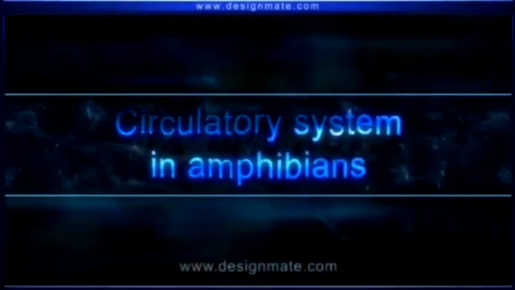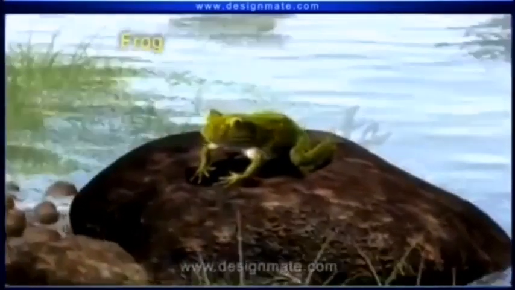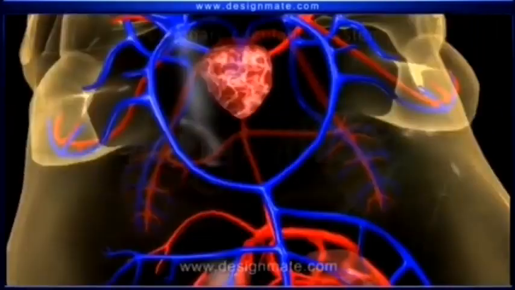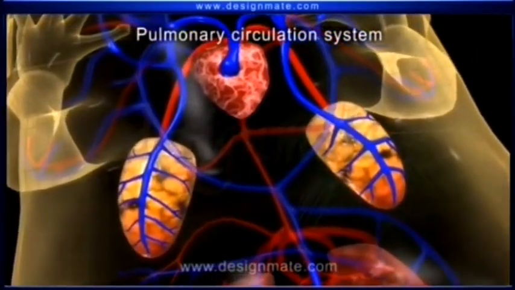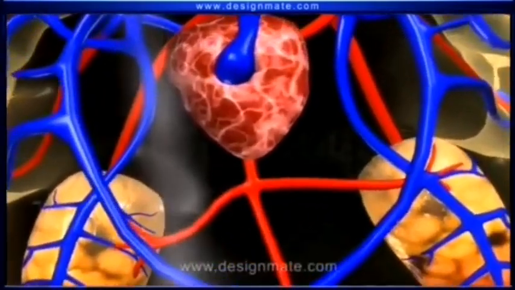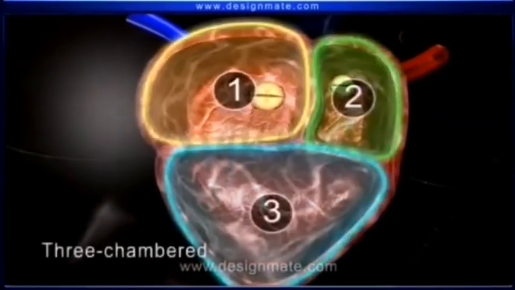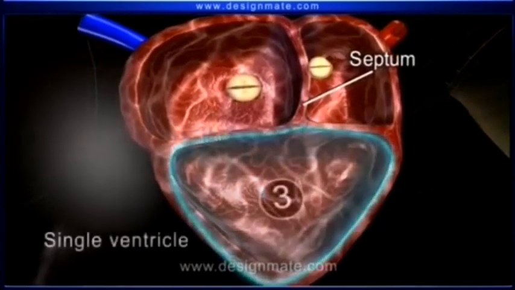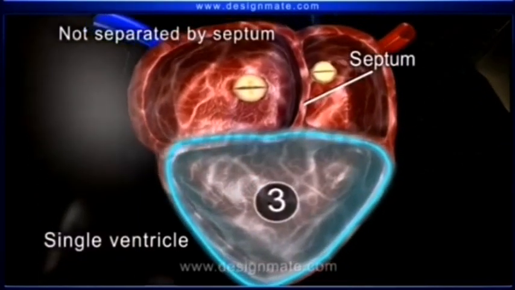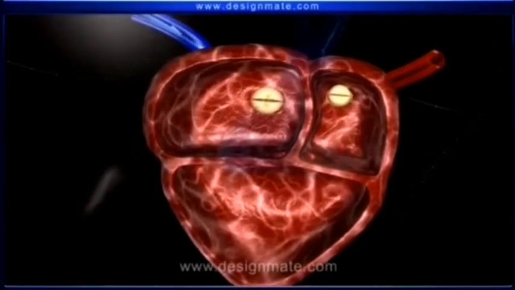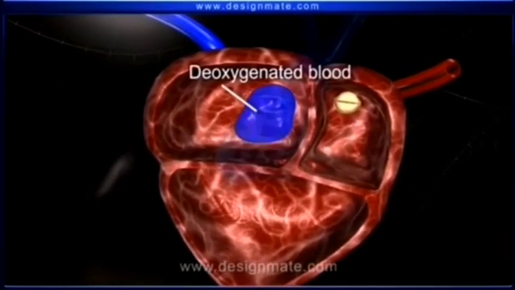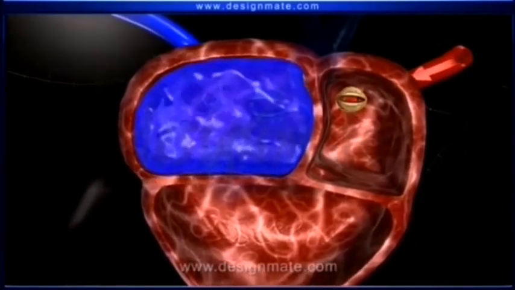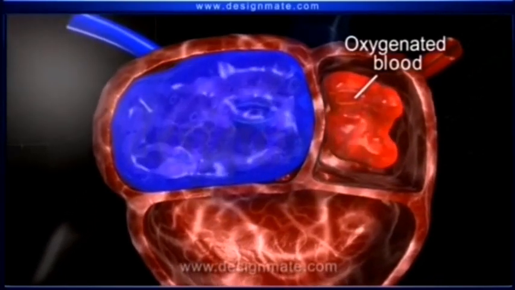Next, the circulatory system in amphibians. The amphibians are also cold-blooded organisms. The amphibians and some reptiles have a 3-chambered heart, 2 atria and 1 ventricle. Here, incomplete double circulation takes place in amphibians. The right atrium receives deoxygenated blood from the body parts, and the left atrium receives oxygenated blood from the gills or lungs or the skin.